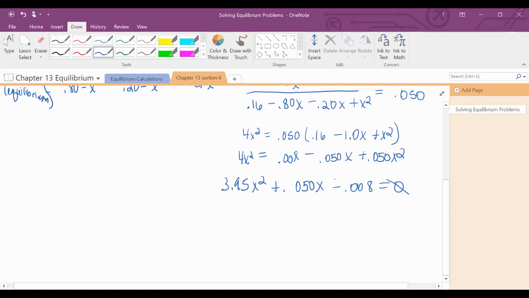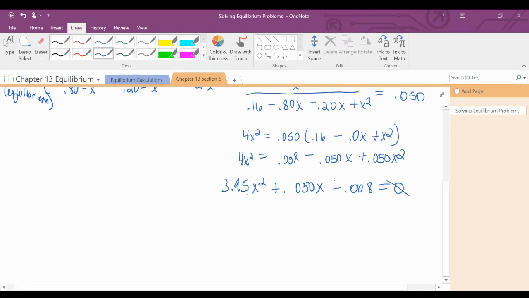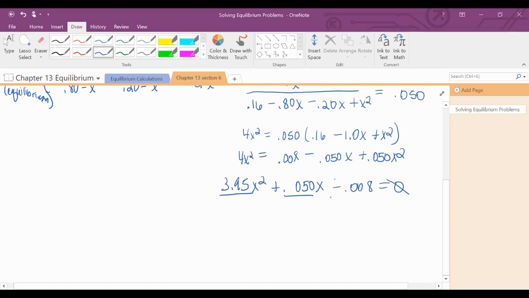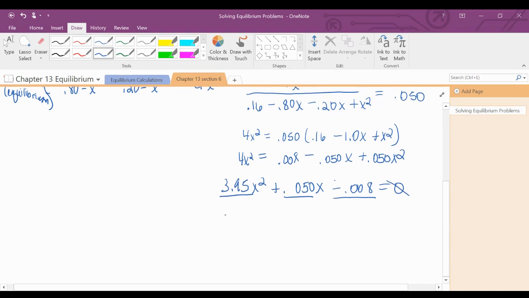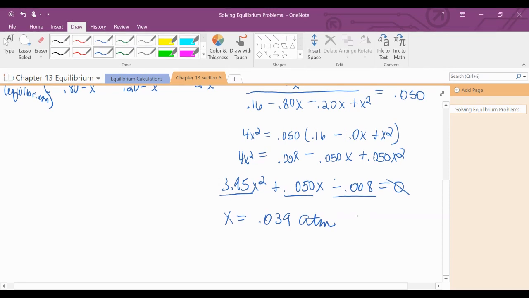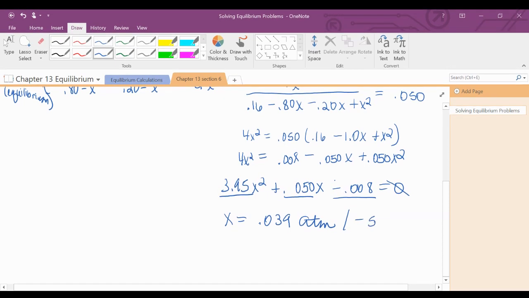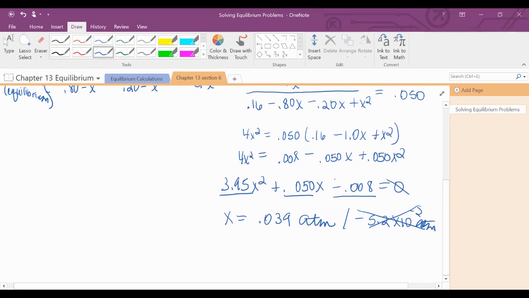Now on my graphing calculator, I have the quadratic program. The way that works is it asks me for the value of A, then it asks me for the value of B, and then it asks me for the value of C. And when you solve, X has two values. So X can either be 0.039 atmospheres or negative 5.2 times 10 to the negative second atmospheres. And we can't have a negative number, so that marks out this. So now I know the value of X.